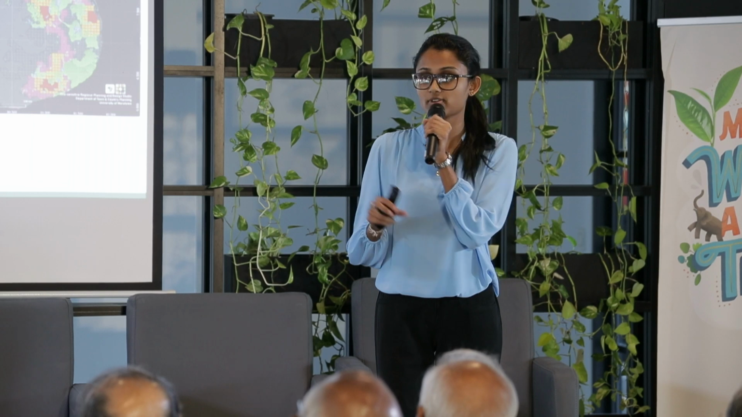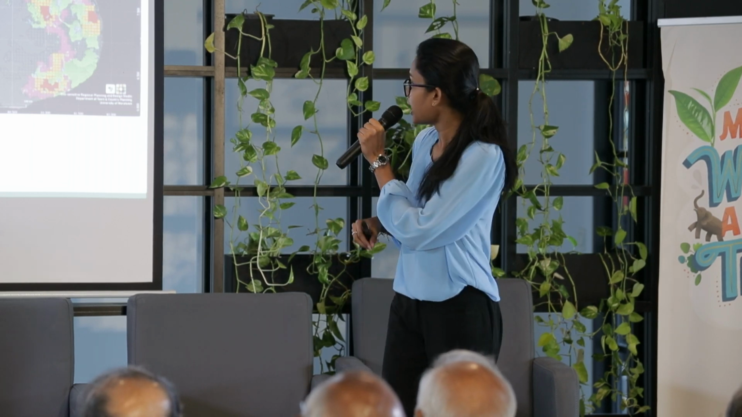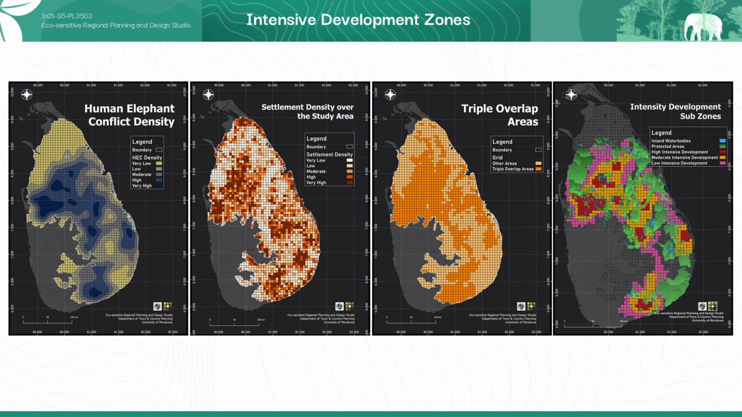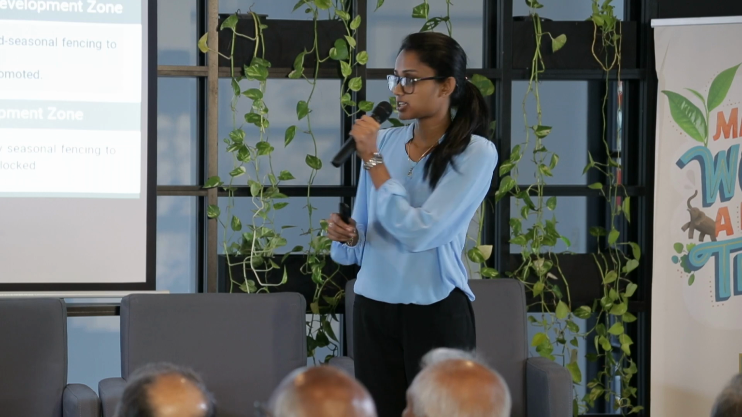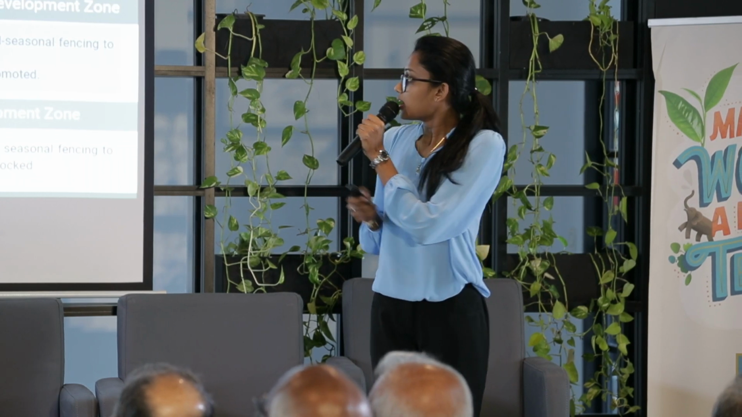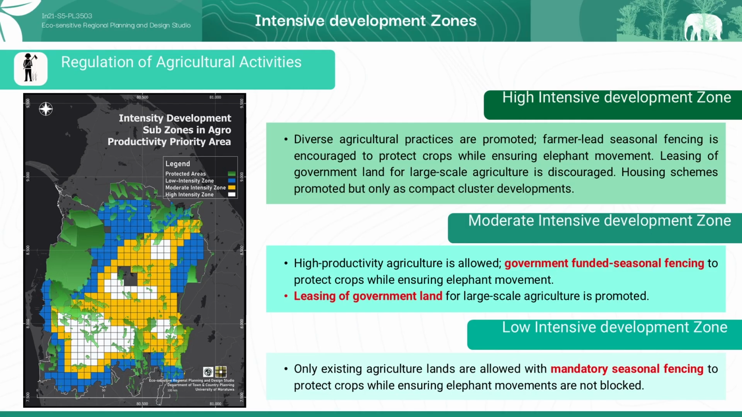Low-intensive development areas are mostly within the buffer zone of existing protected areas and also largely overlap with elephant home ranges. High-intensive development areas accommodate over 50% of conflict due to triple overlay. Therefore, we need different land use strategies for different zones. So let's see how the proposed activities differ in these 3 zones.